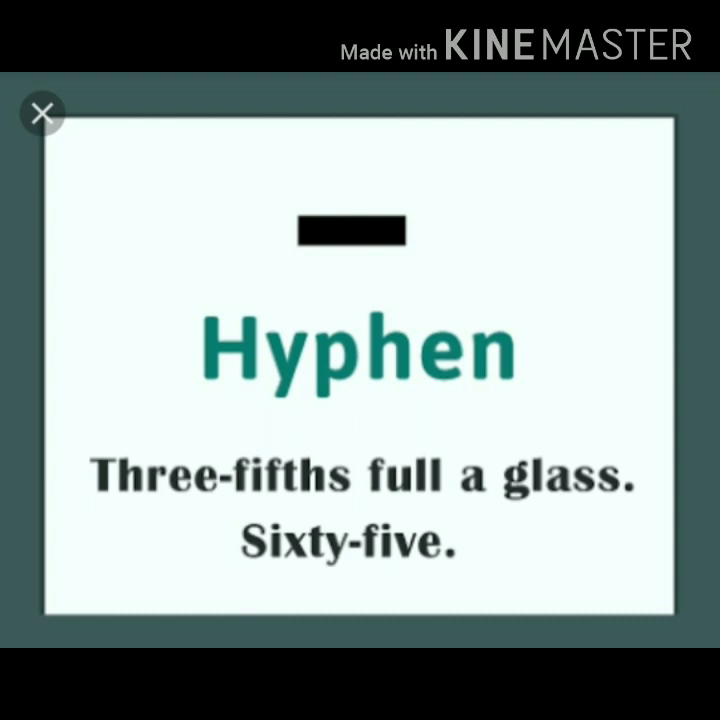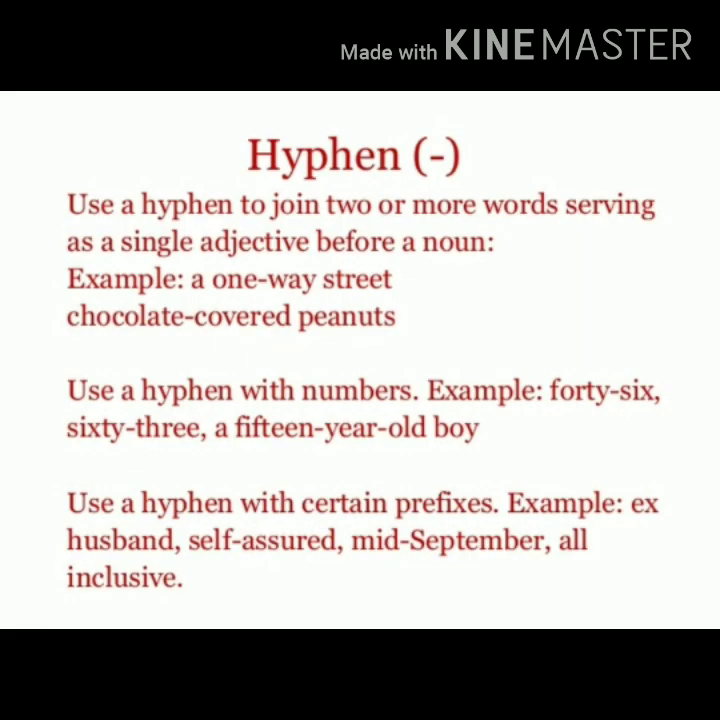Next punctuation mark is hyphen. So let us see where we can use this. Hyphen is basically used for 2 or 3 purposes. First, we use it to form compound nouns or compound adjectives. Compound means 2 or more words joined together to form a single word. For example, it is given one-way street or chocolate-covered peanuts. So these are your compound nouns and compound adjectives.